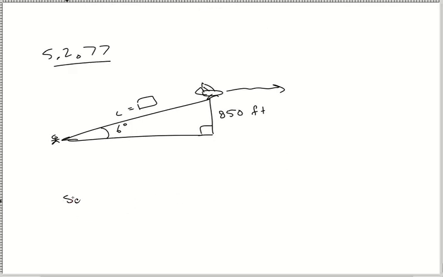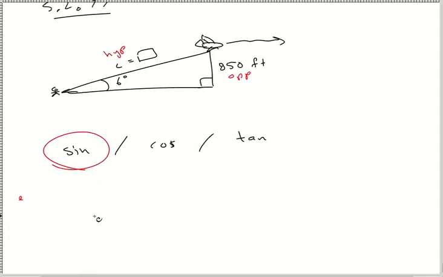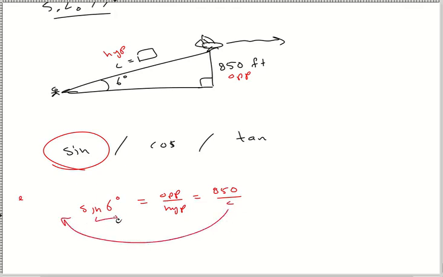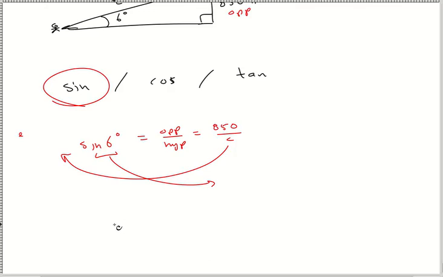Notice that we have to use sine, cosine, or tangent. Those are the basic 3 here. So which one would I use in this particular case? I'm going to tell you it's sine, because we have opposite and we have a hypotenuse. And that's exactly what sine is equal to. And so I've got now sine of the 6 degrees is equal to my opposite over hypotenuse, 850 divided by C. To solve for C, I'm actually going to multiply it over here and then divide by the sine to the other side.